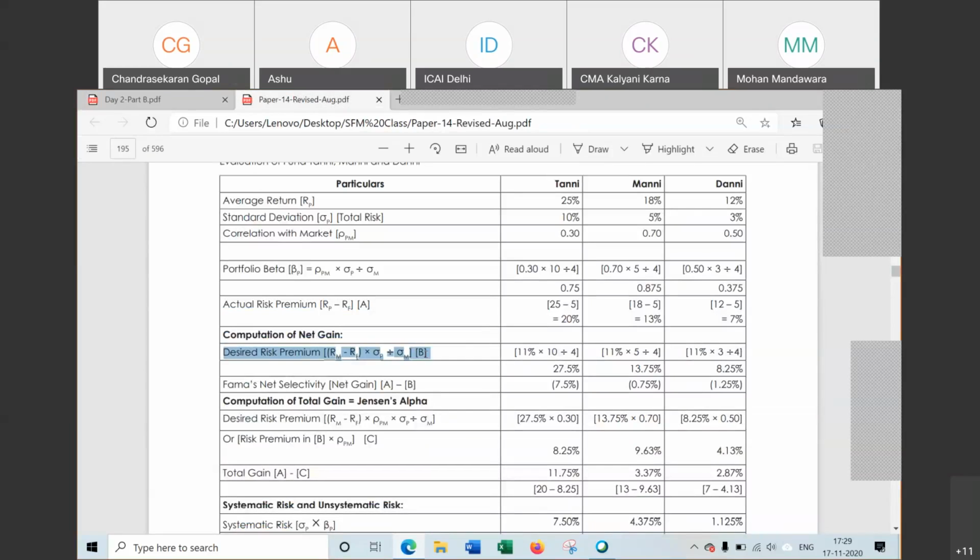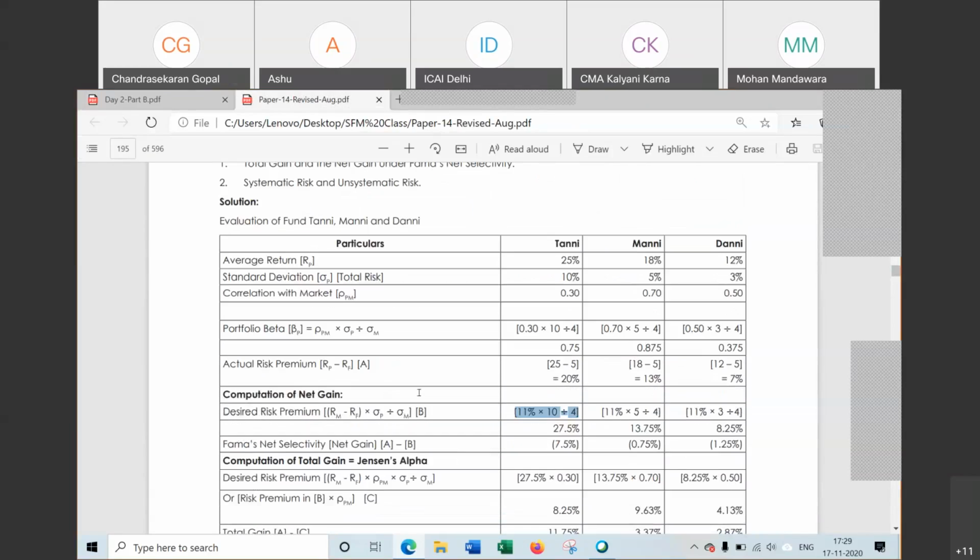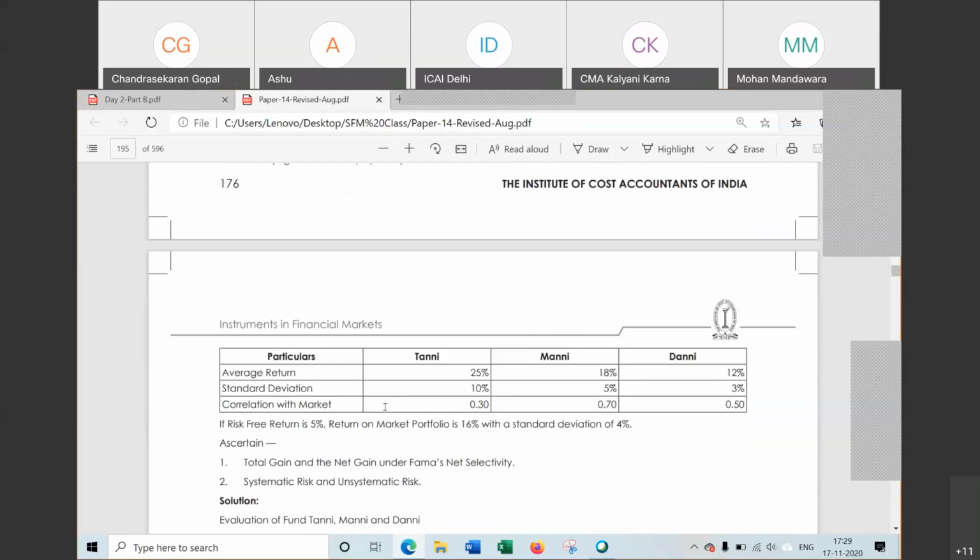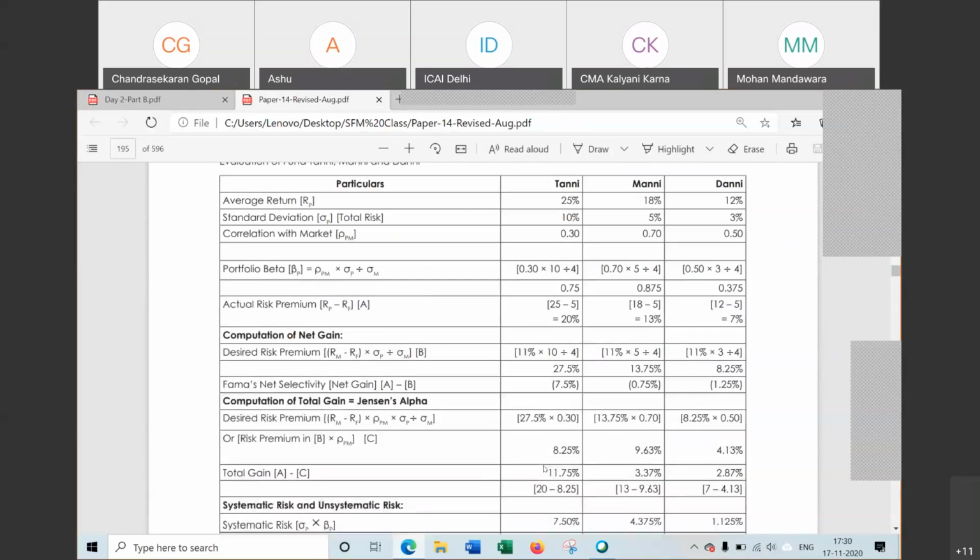This calculation is given here. RM 11%. The calculation will be your RM minus RF. This standard deviation of portfolio is 10%. Standard deviation of market, this one is 4%. RM 16 minus 5, 11. So this step is part B.